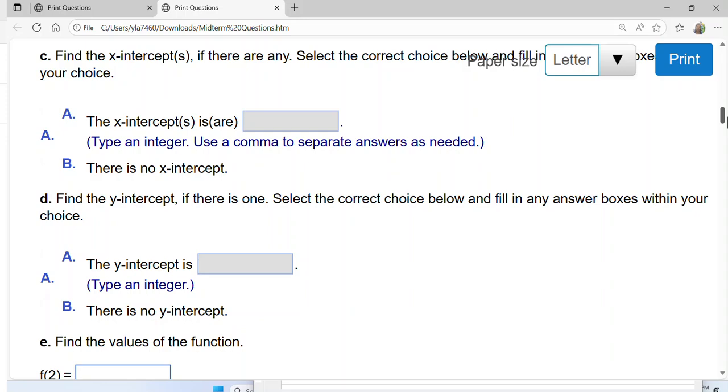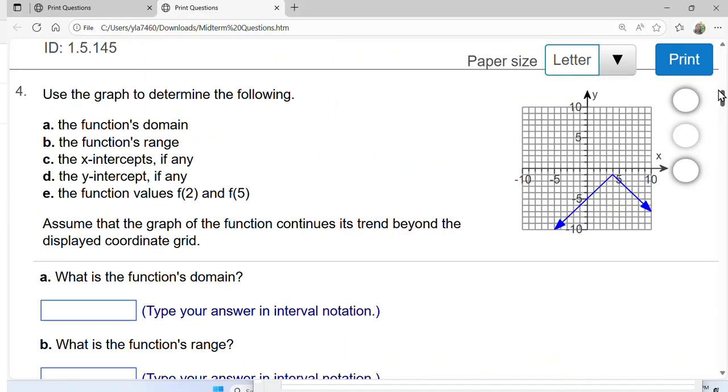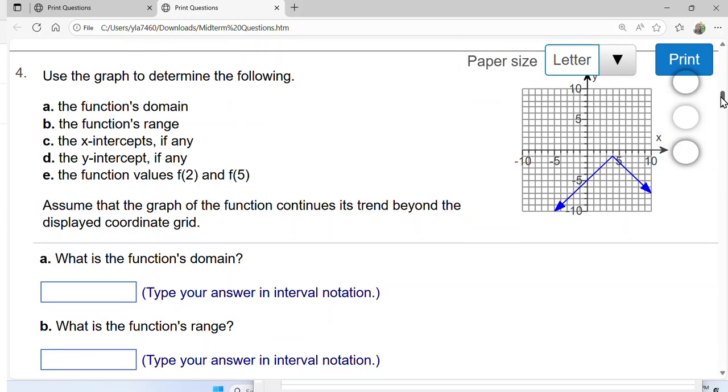The last one here, E, is finding f of 2 and f of 5. So what does f of 2 mean? f of 2 means you need to read the y value when x equals 2. So when x equals 2, this is 0, this is 5 right here, so that's 1 and 2 right here. And f of 2 will be -3. So you read this one right here. If you need to enlarge it a little bit bigger, you can always do that.